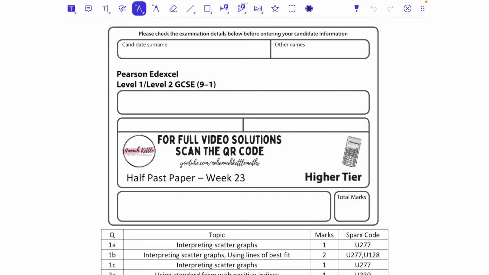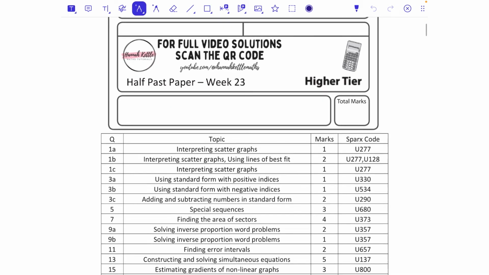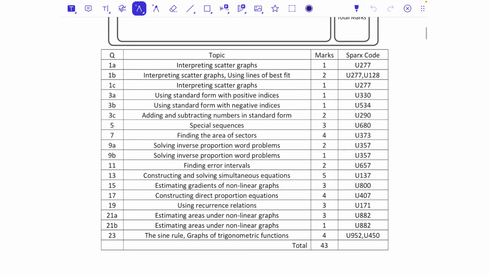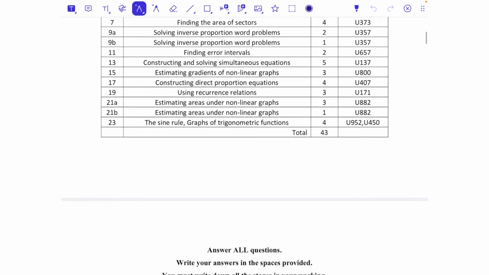This is half past paper week 23 for the higher tier calculator paper. This week, we've got all the odd numbers. These are all the topics that we're going to have a look at today. 43 marks on this paper, so just over half a past paper, and all the Sparks codes are there on the right if you were interested, or you do have access to Sparks, to look them up and have a go at these in more detail.